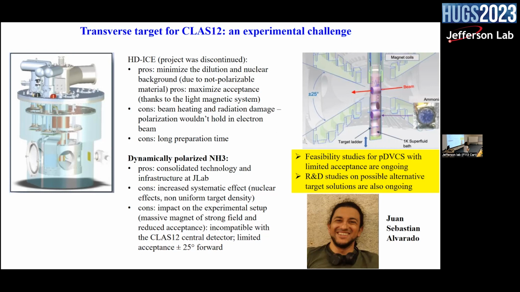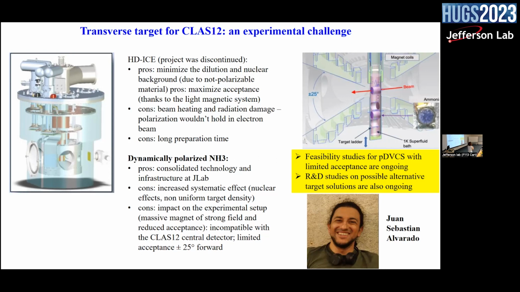So right now, the way CLAS12 works is that you have the beam going this way, and you have a solenoid magnet that creates a longitudinal field. And when I say longitudinal, it means that it goes in the direction of the beam. If you want to have a polarized target transverse to the direction of the beam, first of all, you need to get rid of the solenoid magnet.